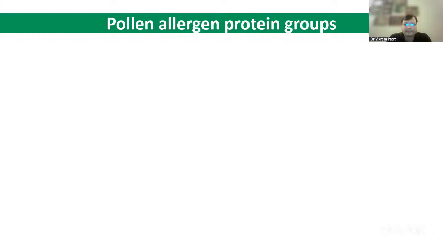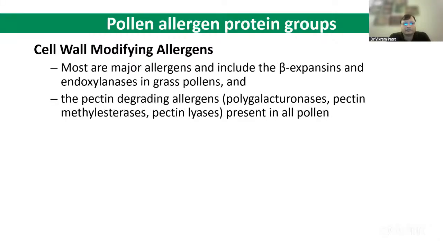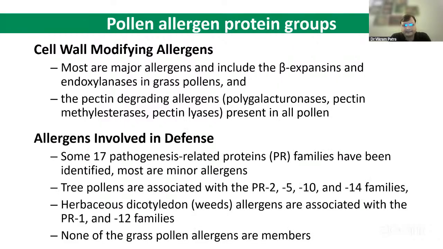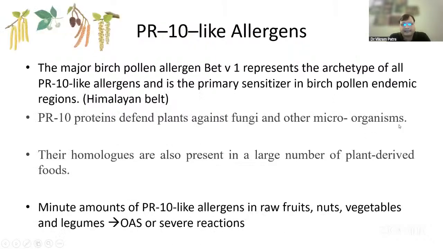Now, before that, what are the pollen allergen protein groups which are there? There are cell wall modifying allergens. Then we have allergens which are involved in defense, like PR, that is pathogenesis related protein, PR10, which is most commonly used. Then we have PR10 like allergens. This is basically the major birch pollen allergen, BETV1, which represents the archetype of all PR10 like allergens. And it is the main primary sensitizer in birch pollen endemic regions. So in our country, Himalayan belt, we have birch tree, and there we have this sensitization to BETV1.